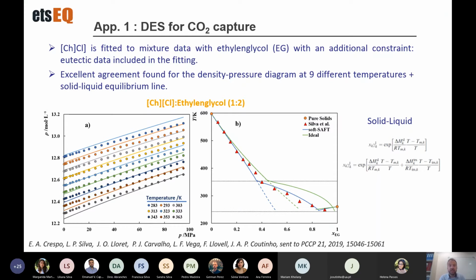For the choline chloride, as this is a more complex molecule, as I said before, Emmanuel did a very nice work where he also included solid-liquid equilibrium data in order to have more constraints as there were more associating sites. It must be said that most of the values of the associating sites were transferred from other molecules, such as the OH from alcohols, for instance. In this case, this is choline chloride with ethylene glycol, and we can see that there is very good agreement for the density, the pressure, and also for the solid line.